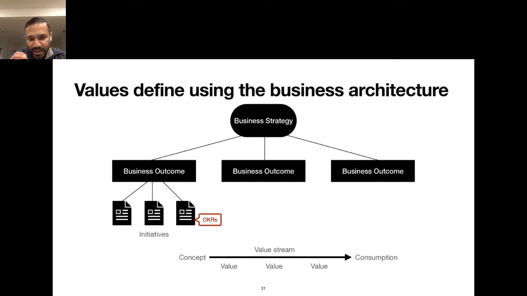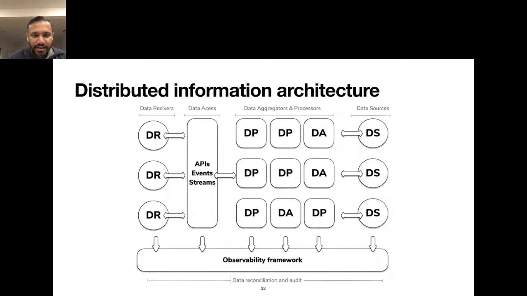So you get the business strategy and then identify the outcomes, define the objectives and key results, because there should be a way to measure these business outcomes, and then move the concept into consumption in an iterative manner. So that is the best practice that you can do when defining the business architecture. Then the information architecture, a lot of people do a centralized information architecture.